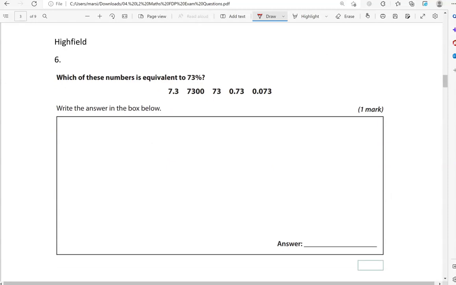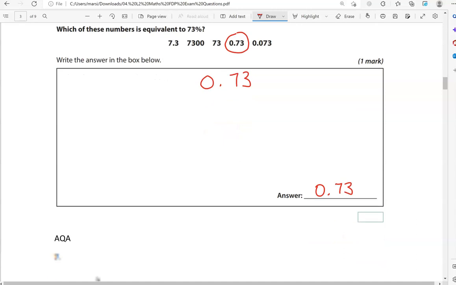Which of these numbers is equivalent to 73%? Again, 73% is like 73 pence, so you'd write it as 0.73. That's this one here, so 0.73 is the answer.